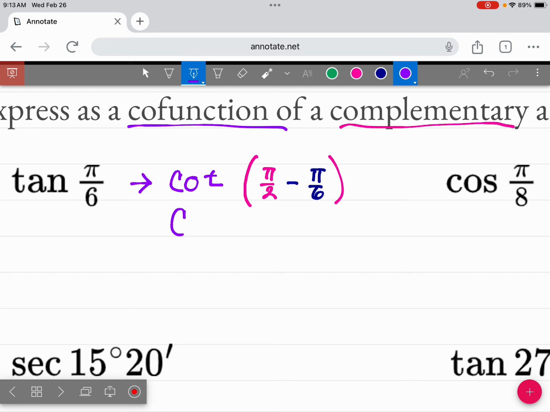We're having this be our cotangent of, what is pi over 2 minus pi over 6? Pi over 3. You could put them into common denominators. We'd have 3 pi over 6 minus pi over 6. We get 2 pi over 6. It becomes pi over 3. And if you go and find our unit circle values, find our tangent of pi over 6 and our cotangent of pi over 3, they will be exactly the same. We're not necessarily finding those values. We're writing it as a cofunction of our complementary angle. That's our answer for that one.